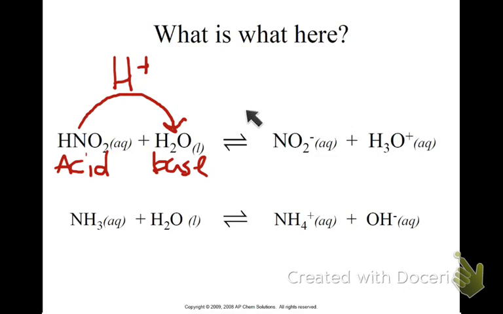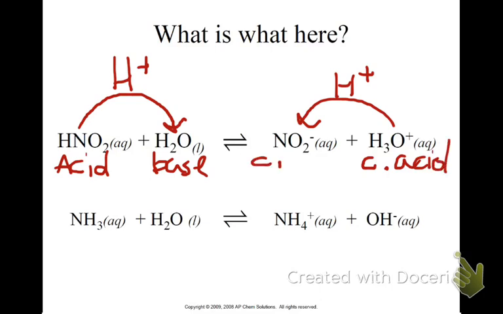Another way to identify that is we can see that in order to go back from the products and produce these guys again, the H3O+ is going to have to donate a proton over to the nitrite, and the nitrite's going to have to accept that. And since this guy is donating, it's the acid, but it's not just the acid, it's the conjugate acid. I'm just going to write C acid. That means conjugate acid, and this would be the conjugate base. All right, pretty straightforward. Just follow the protons and you should figure out what's going down.